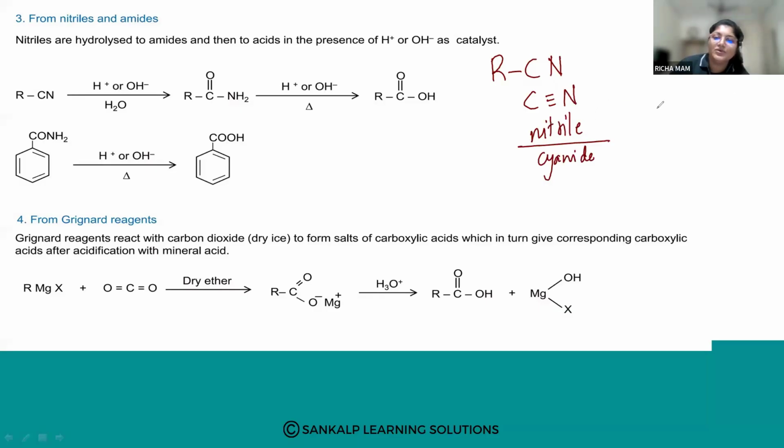So what we are going to do? Nitriles or cyanides, we are going to hydrolyze them in the presence of water. In the presence of water, they are going to get hydrolyzed to amides, and then to acids. We are going to use either H plus or OH minus as the catalyst.